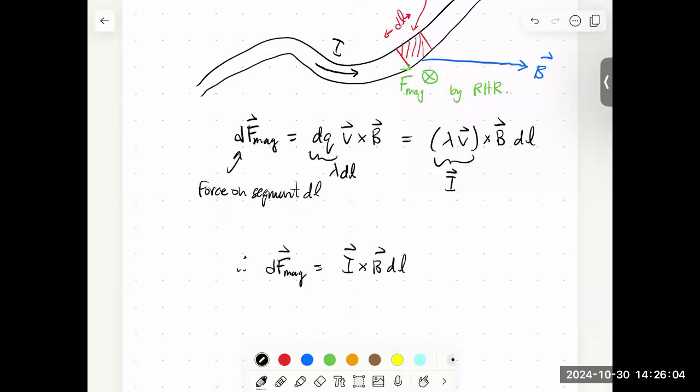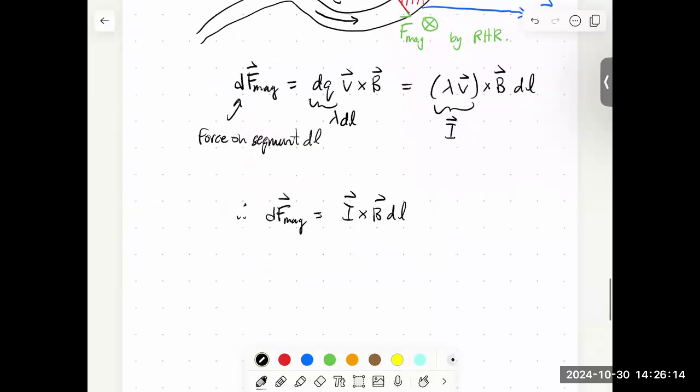And if I wanted the total force along the entire wire, I would do this for each of the little segments and then add them up vectorially, which is equivalent to saying the magnetic force on our wire is equal to the integral of I cross B dl. Okay.